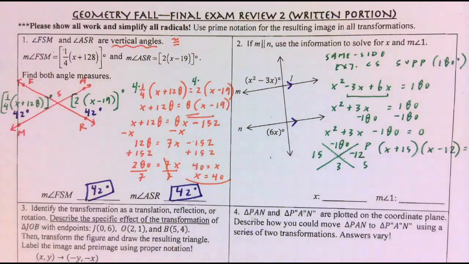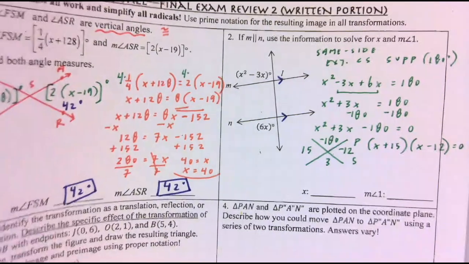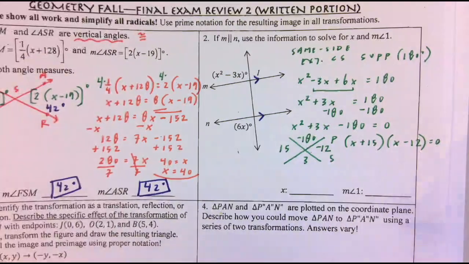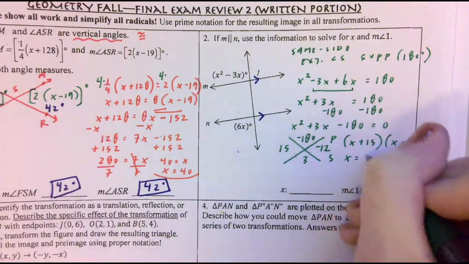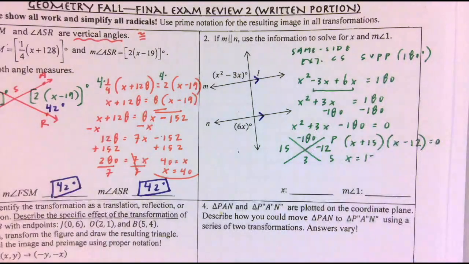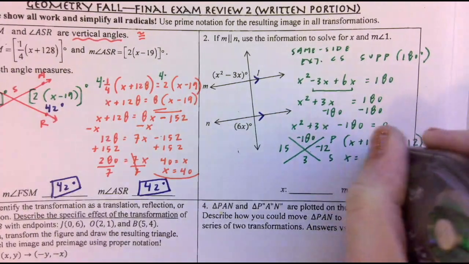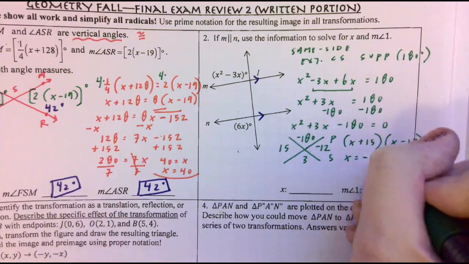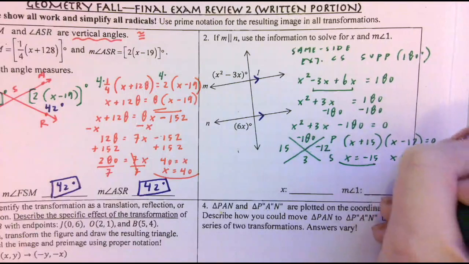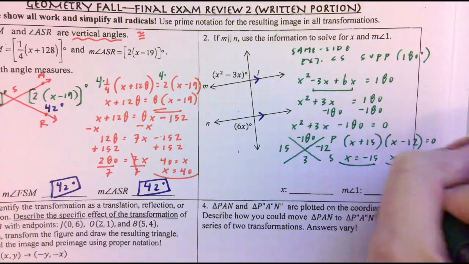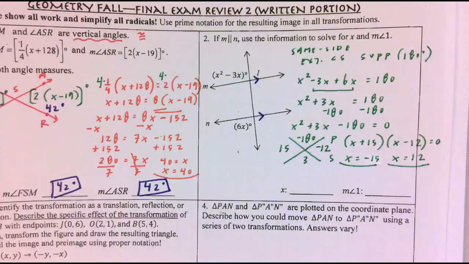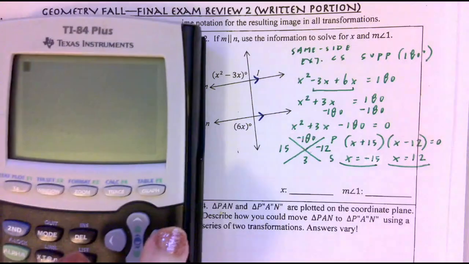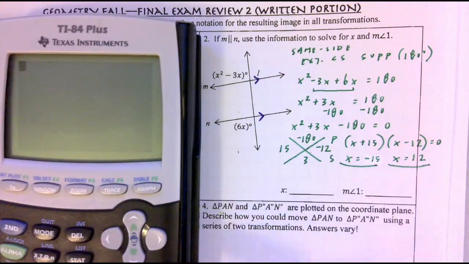Okay, you set each factor equal to 0, and then when you solve, you get your two possible solutions, the negative 15 and then the positive 12. So x could be negative 15, x could be positive 12. Okay, but now we need to see if one of them works or if both of them work. So let's say that I try that negative 15 first.